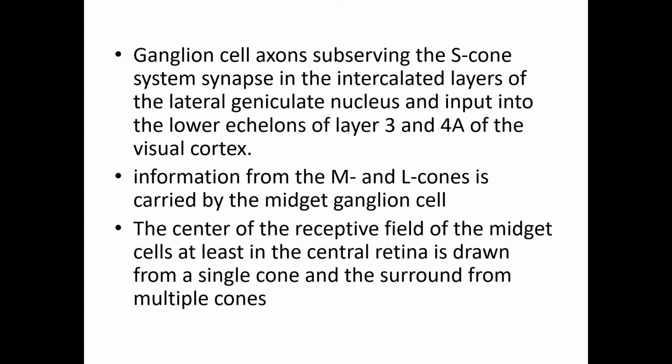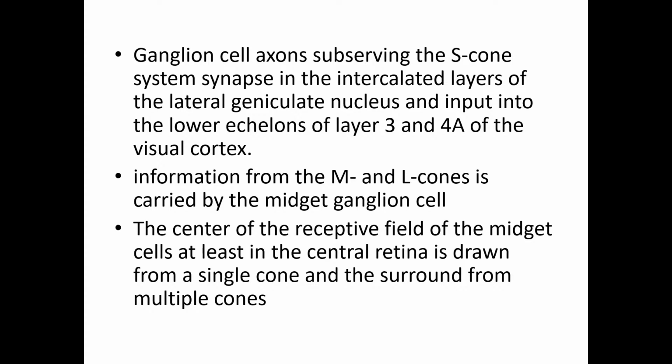So both S cone as well as M and L cones will go to the lateral geniculate body, whereas this ganglion cell synapses in the intercalated layer of the lateral geniculate nucleus, and it gives input to the visual cortex at the layer of 3 and 4A.